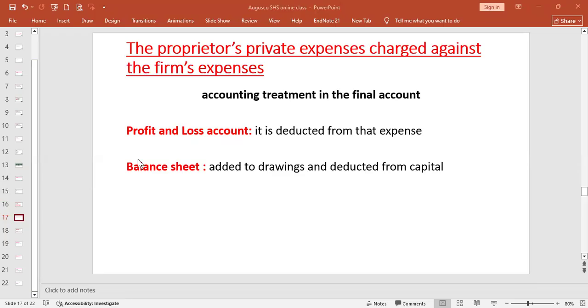So in the profit and loss account, that expense which the owner has added, you go there to deduct it. If it was rent that he added on to the business rent, you subtract it from the rent in the profit and loss account. If it is insurance, you subtract it from insurance in the profit and loss account. Then in the balance sheet, it is again treated as drawings, which is deducted from capital under the financed by section.